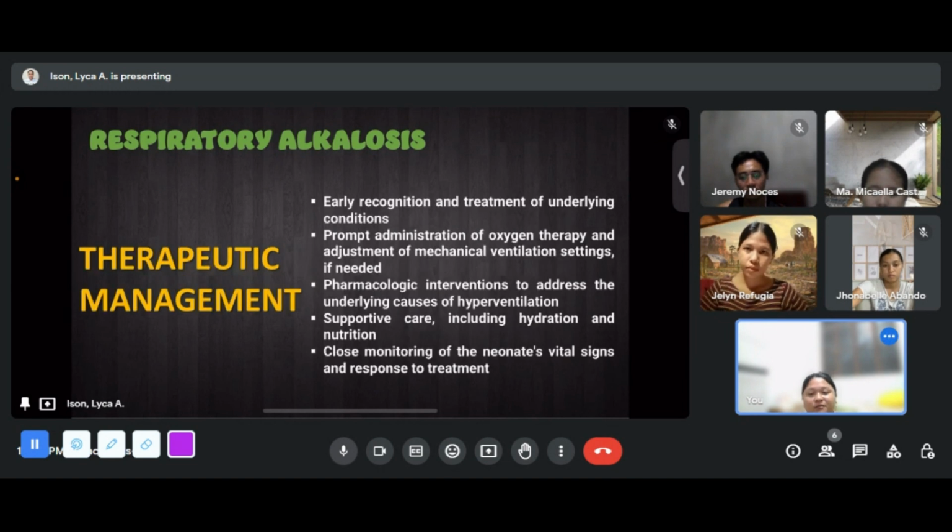So, ang therapeutic management is early recognition and treatment of underlying condition, prompt administration of oxygen therapy and adjustment of mechanical ventilation settings if needed, pharmacologic interventions to address the underlying causes of hyperventilation, supportive care including hydration and nutrition, close monitoring of the unit's vital signs and response to treatment. Halos same lang.